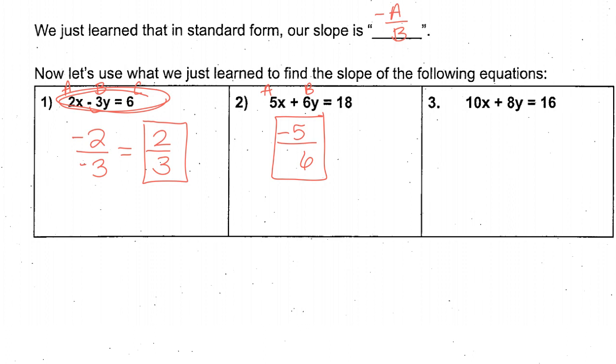And the same thing for number 3. So I'm going to have negative 10 over my b, which is 8. And that reduces down to negative 5 over 4.